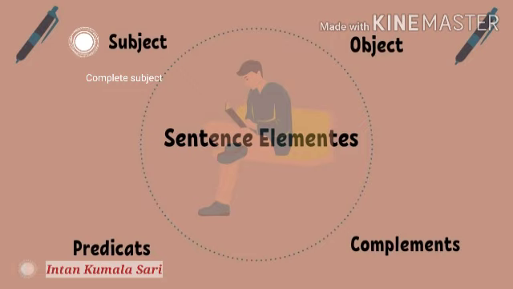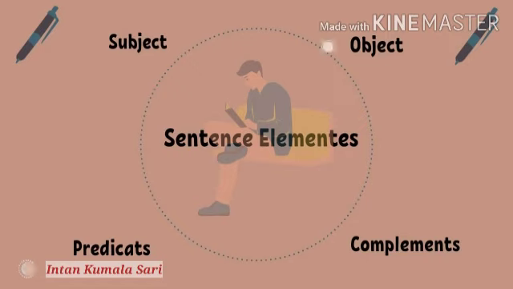And the next is simple subject. Simple subject includes the single word, noun or pronoun, that tells who or what the sentence is about. And the last one is compound subject. Compound subject includes two or more simple subjects, nouns or pronouns, that tell who or what the sentence is about. And the next is predicate. Predicate is the completer of the sentence.